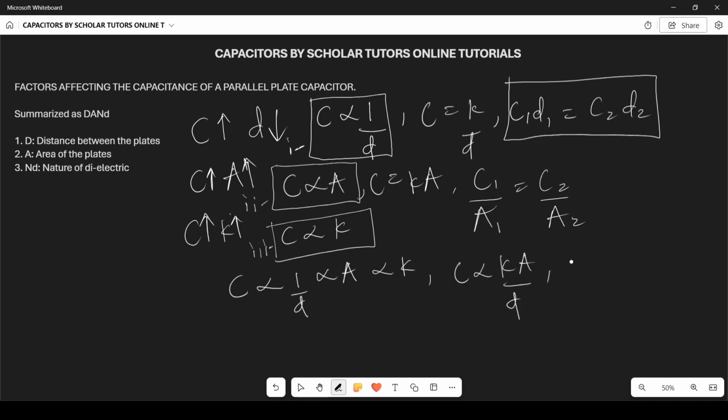We can introduce a constant here. We can say C is equal to E naught Ka over D. This K is the dielectric strength.